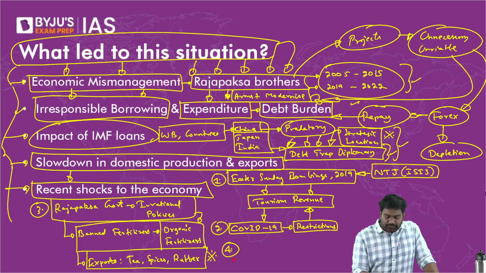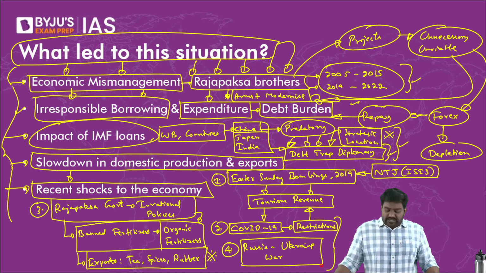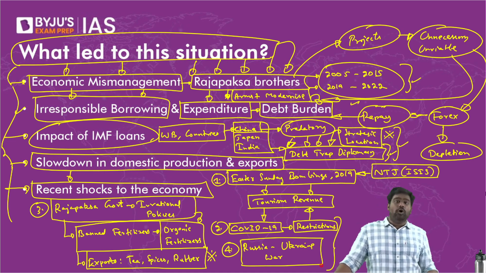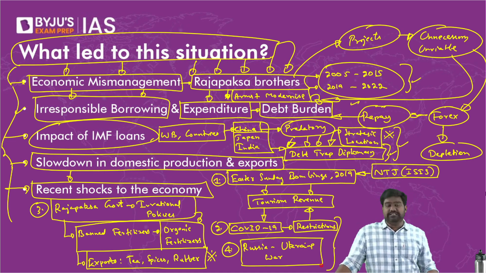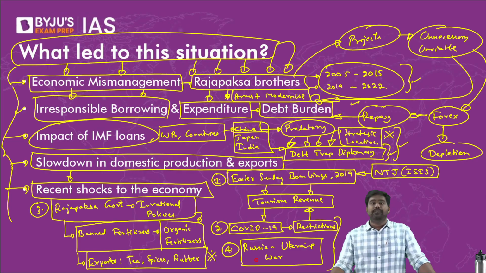Then finally, the last nail in the coffin was the Russia-Ukraine war. The pandemic and the Russia-Ukraine conflict disrupted the global supply chains and increased oil prices and prices of essential commodities, including food items. So Sri Lanka could no longer afford these expensive items because of the global rise in prices triggered by the pandemic and the Russia-Ukraine conflict. So all these factors combined led to the crash of the Sri Lankan economy.